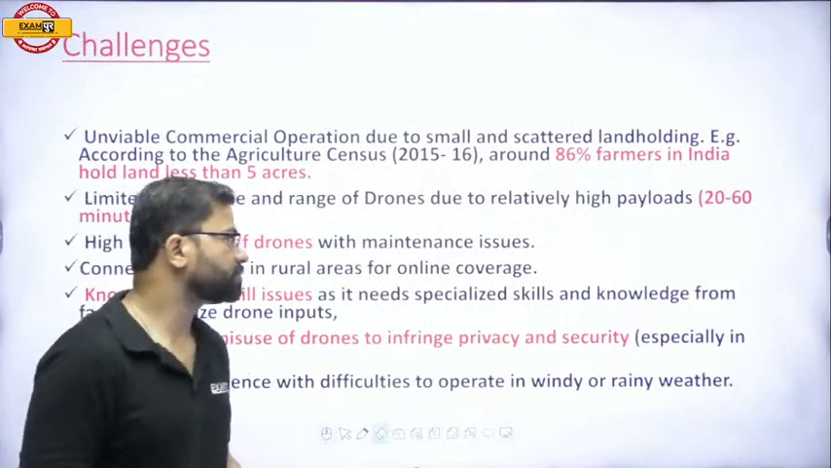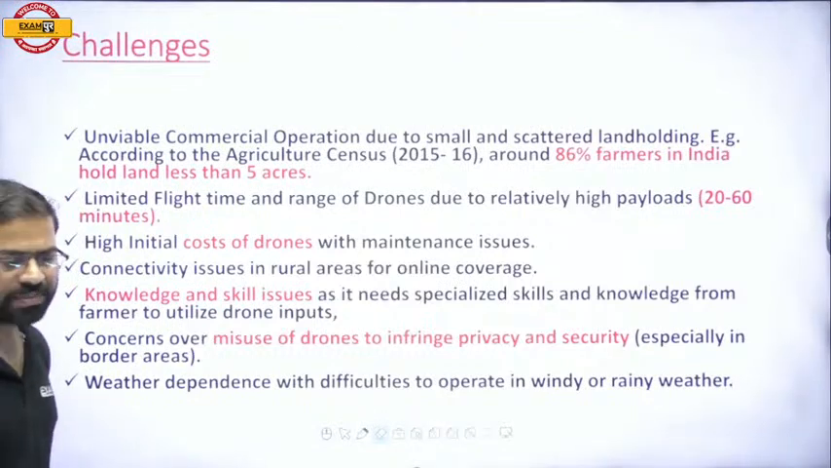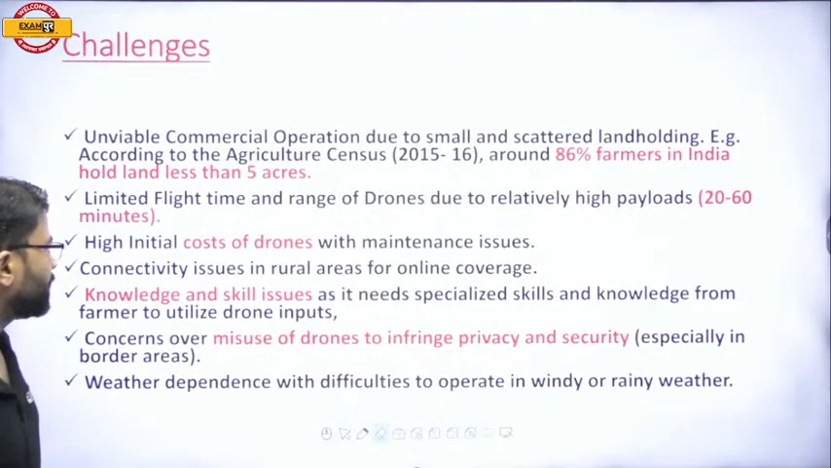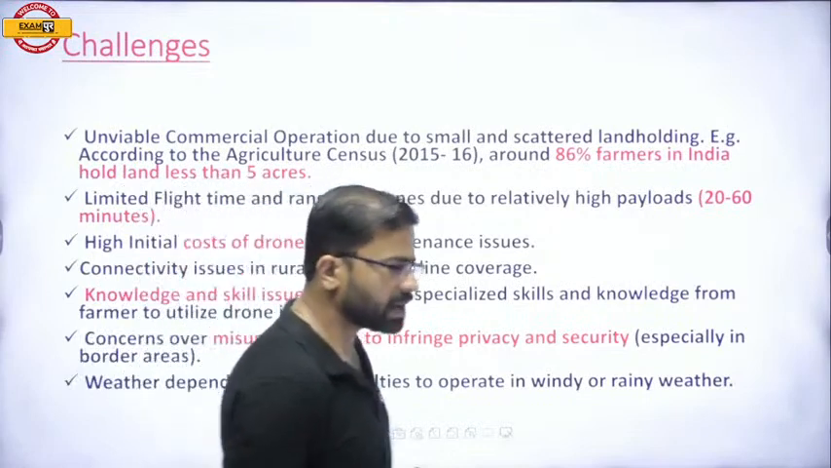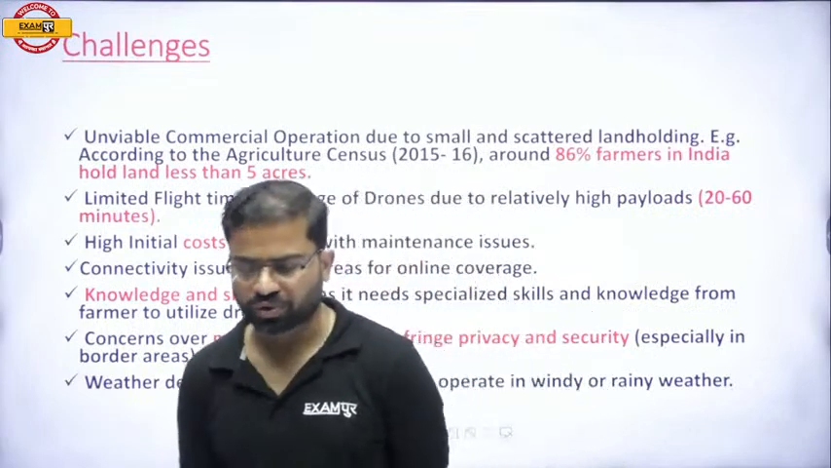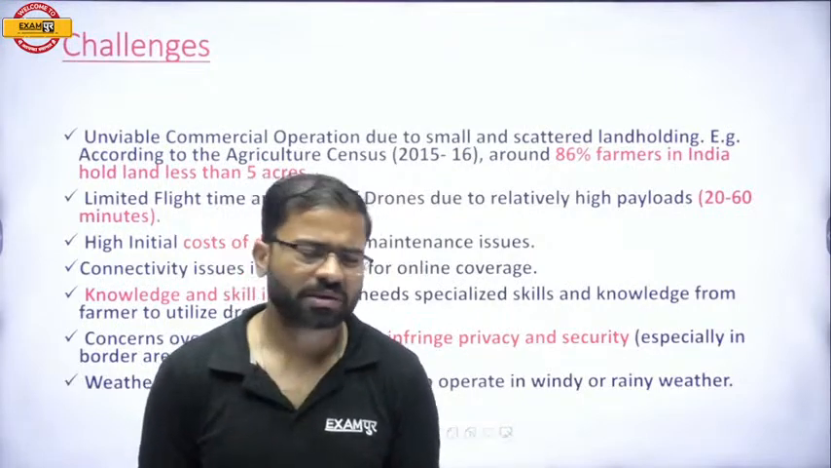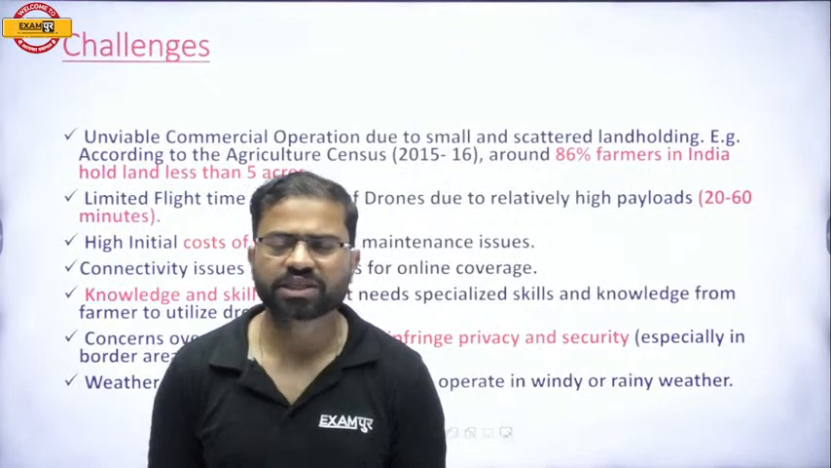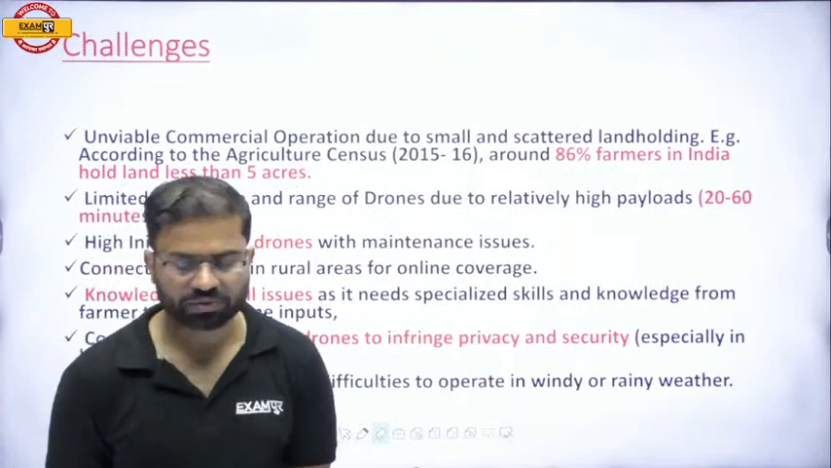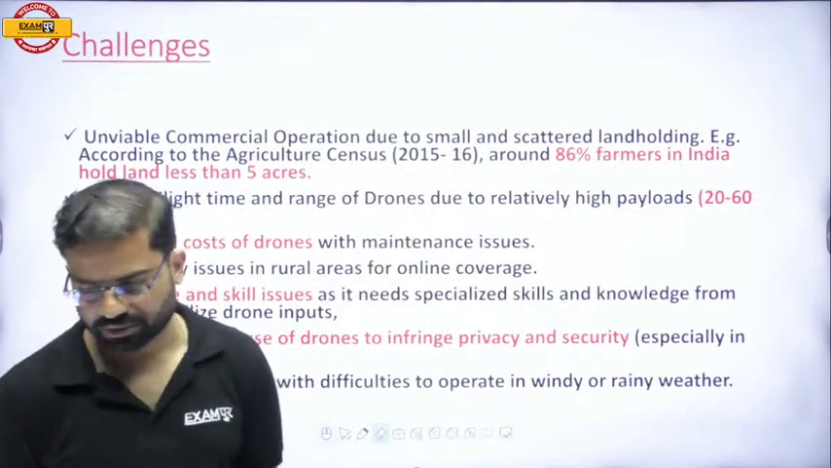Behind it, you can see unviable commercial operation due to small scattered land holding. In India we have small scattered land holdings. 86% of the farmers in India have land holding of less than 5 acres. Generally, when you talk about drones and performance, if you have land of more than 100 acres, drone technology can be utilized for assessing, monitoring, and even spraying seeds, pesticides, and fertilizers. But 86% of farmers in India have less than 5 acres, so there you cannot use drone technology. You can do it, but you would have to purchase a drone, and it seems to be very costly.